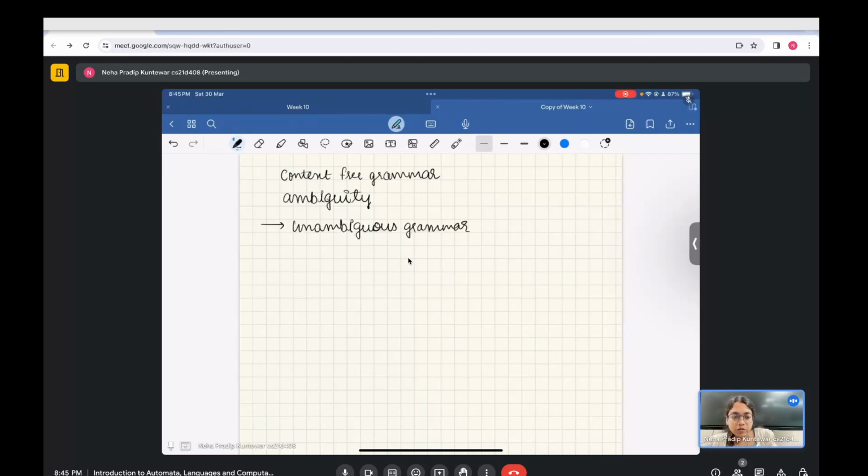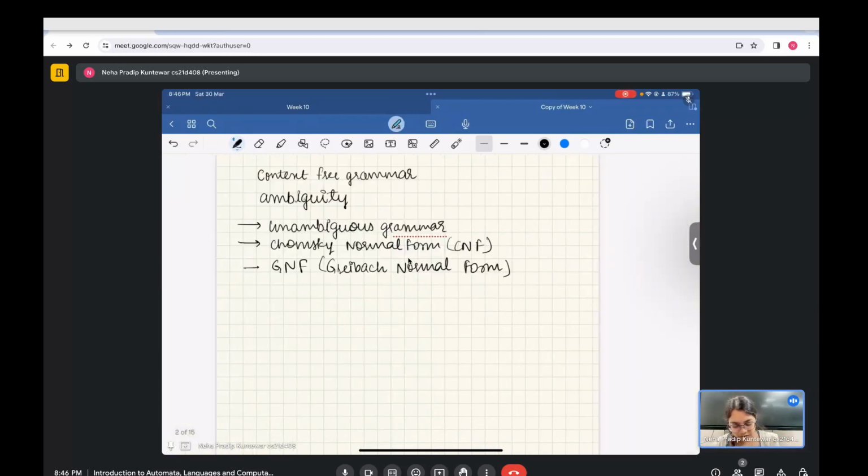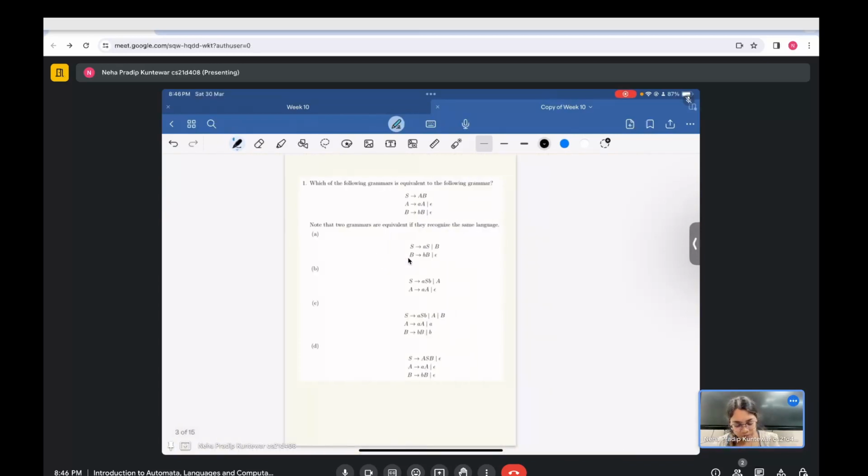And we will look into two special kinds of grammars. One is what is called Chomsky Normal Form, which is CNF, and the other is what is called GNF, or Greibach Normal Form. We will talk about the definitions whenever we look at an example of a certain kind. I just want to give an agenda of what we're going to do. So let's start with some warm-up questions.